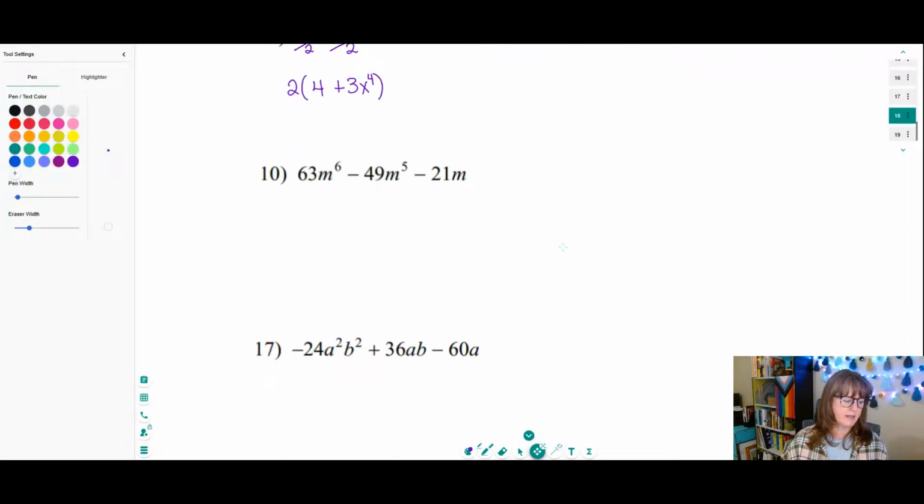All right, let's take a look at this next problem. See if you can look at just the coefficients. Just worry about the coefficients for now, and then we'll get into the variables. What can we pull out of each of these 3 numbers? So it looks like to me 7 is going to be the greatest common factor for each of these. Each of these numbers are divisible by 7.